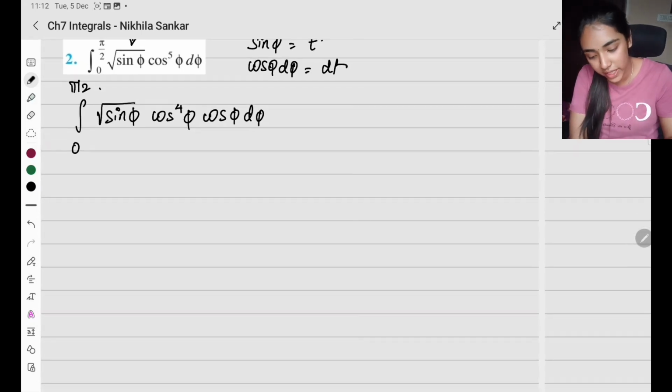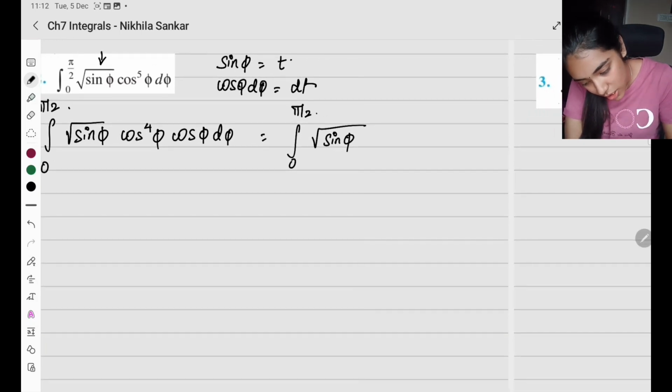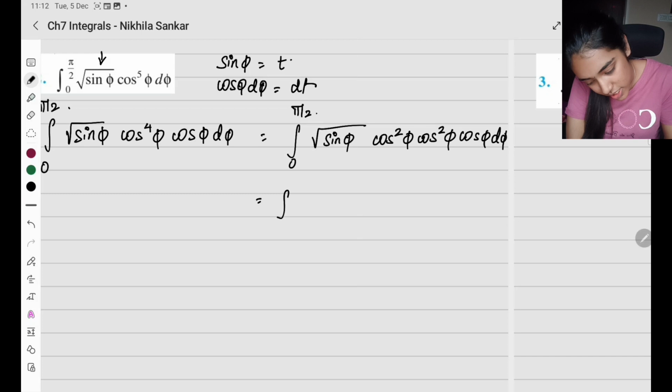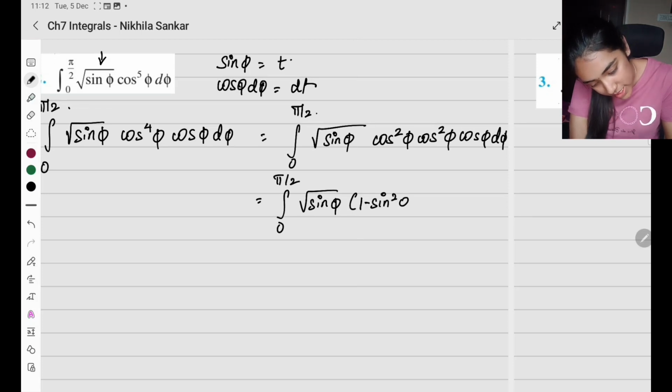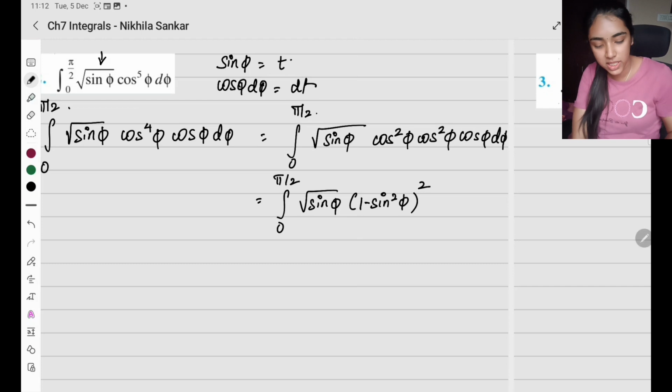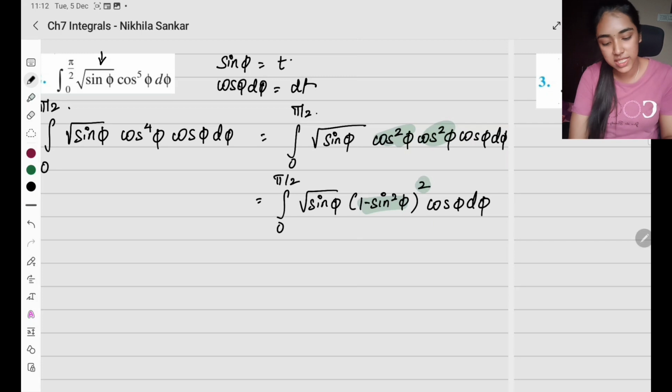Now what am I going to do with this cos power 4 theta? I can write this as 0 to pi by 2 square root of sin theta times cos square theta times cos square theta, times cos theta d theta. So this can also be written as 0 to pi by 2 square root of sin theta. Cos square theta is going to be 1 minus sin square theta. I have 2 times cos square theta, which I can square. So I have cos theta times d theta. Understood? Here, one cos square theta becomes 1 minus sin square theta, and the other cos square theta I have squared. Okay, so this has now become my integral.